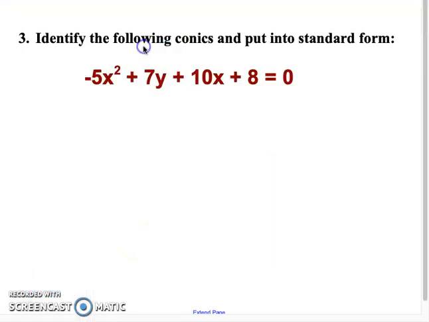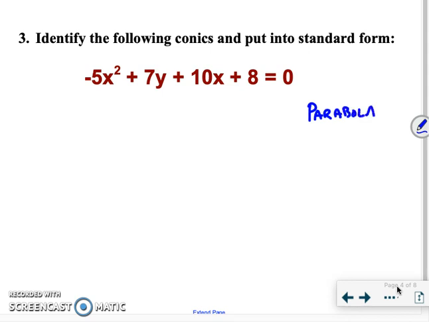All right, so picking up with this next example, number 3, as you can see, the directions say that we want to identify the following conics and put into standard form. So the first thing that we're going to do in reading through, see that we have negative 5x squared plus 7y plus 10x plus 8 equals 0. So given that equation, I know right now, without actually doing any math, that we have a parabola.